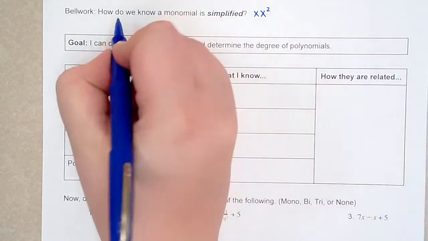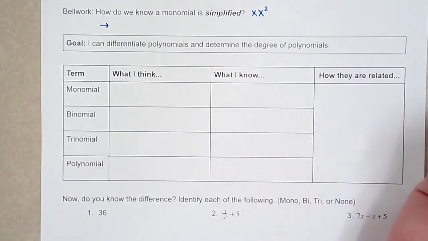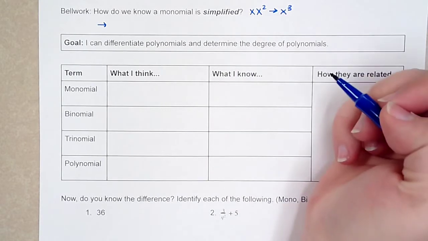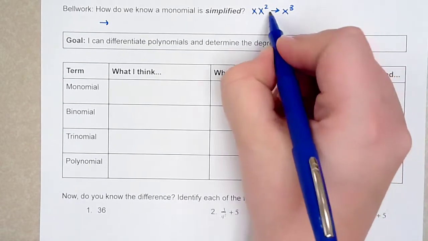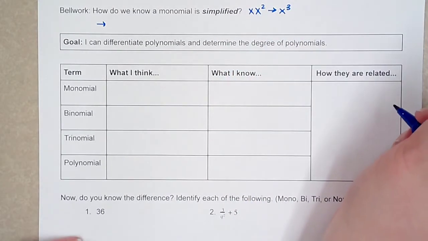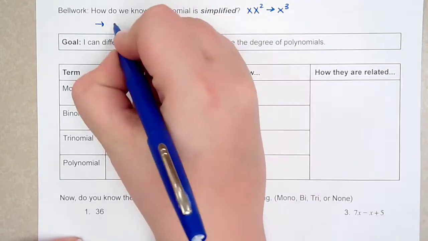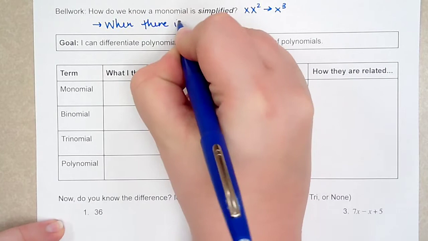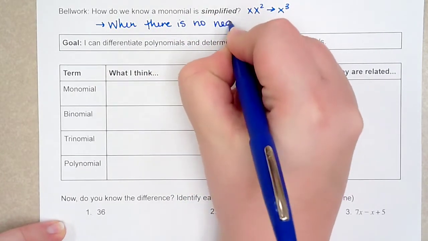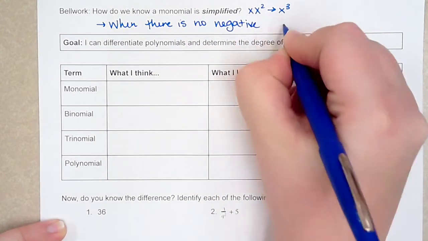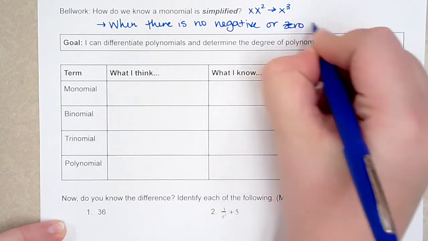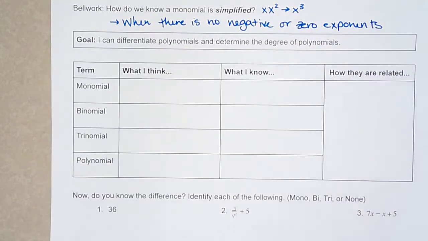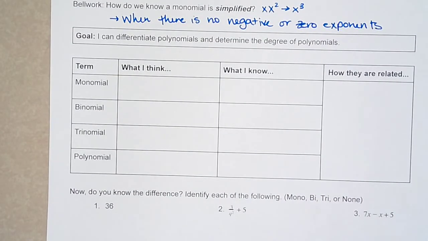So essentially we know a monomial is simplified when there's only that single variable, meaning we've simplified each variable to its simplest exponential form, but also when there is no negative or zero exponents. That's really important to realize. No negative or zero exponents.